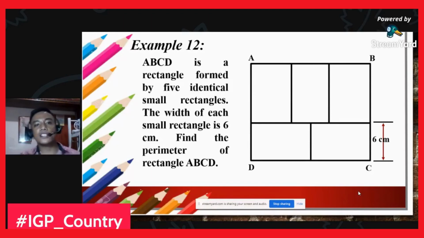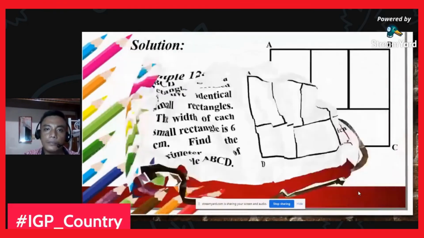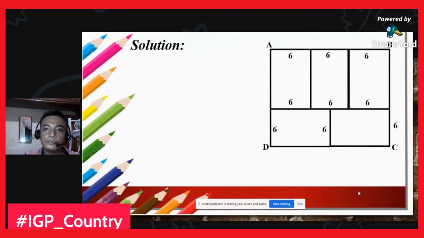So we have the width of each small rectangle is 6 centimeters. What do you think is the length of each rectangle? That is unknown. We cannot easily know what the length of the rectangle is. Okay, we're going to study it. So as we can see, the width is equal to 6, right? This is equal to 6. And what do you think is the length?